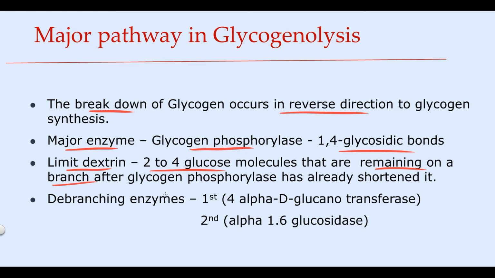So now the goal is to degrade limit dextrin, and for this purpose we have the debranching enzymes, which is logical because in glycogen synthesis we have a branching enzyme that creates branches. And actually in glycogenolysis we have 2 debranching enzymes. The first debranching enzyme is called 4-alpha-D-glucano transferase. What is this enzyme doing?